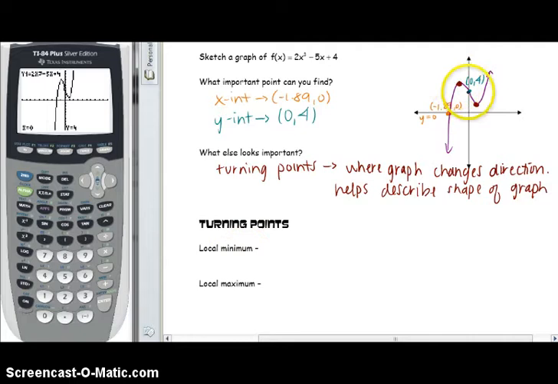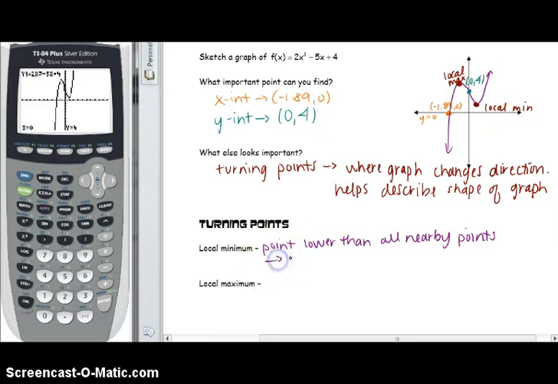So if you're looking at these 2 points, which one's going to be our local minimum? This one, because it's our lower point, so that would be our local min. And this would be our local max because it's higher. To define these 2 words, our local min is going to be our point lower than all nearby points. Okay, so local min is lower than all the points that surround it. That's where it turns direction.